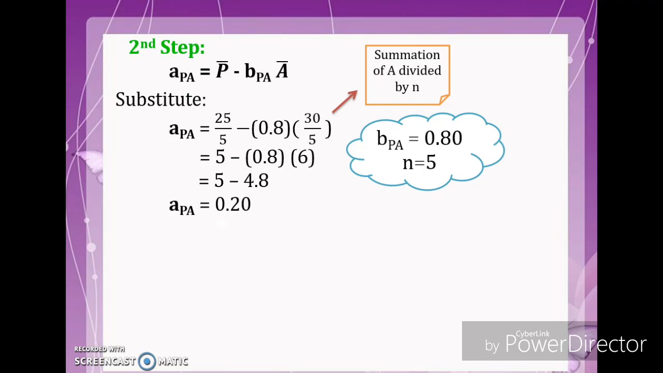So, continue lang sa pag-solve. 5 minus 0.8 times 6, then 5 minus 4.8 is equal to 0.20. Or, ang ating value ng A sub PA is 0.20.